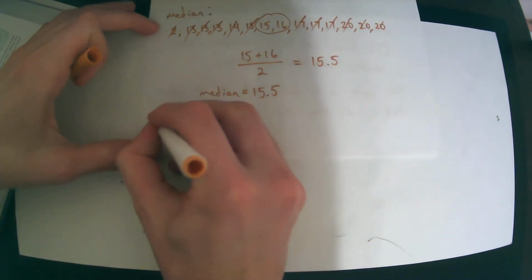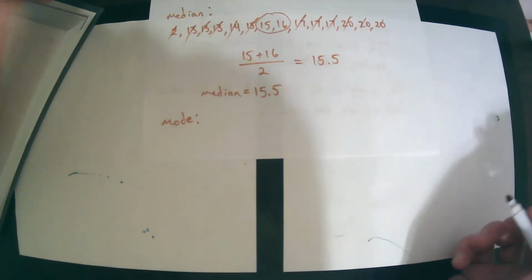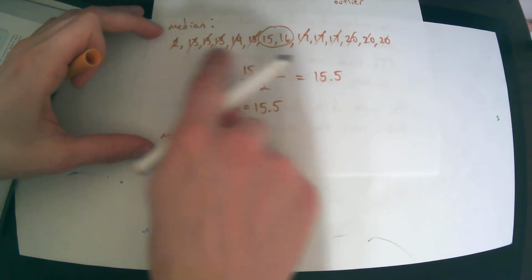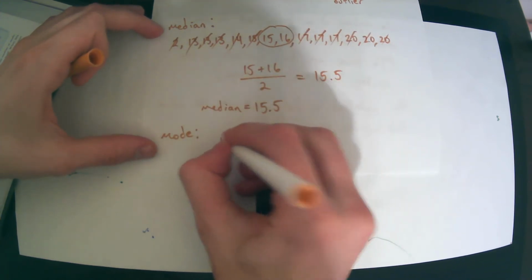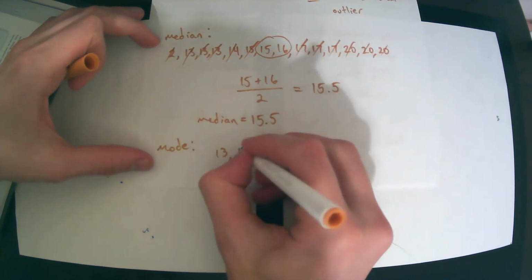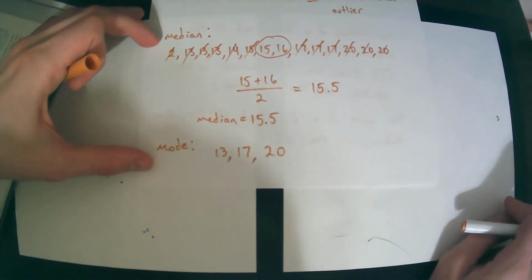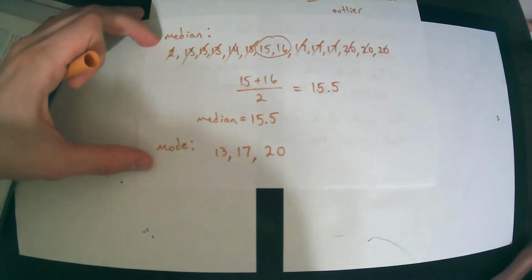Now once you've found median, the mode should be really easy to note, because you've already got all the numbers listed, and we notice that there are 3 13s, so we're looking at 13. There are 3 17s, and there are 3 20s. Those are all the modes because they all appear 3 times.